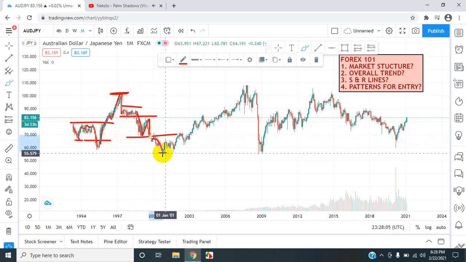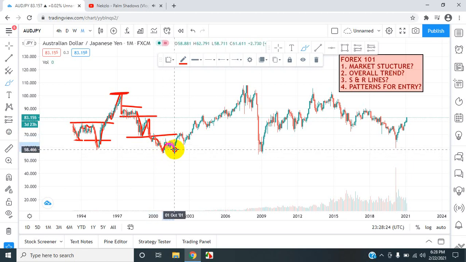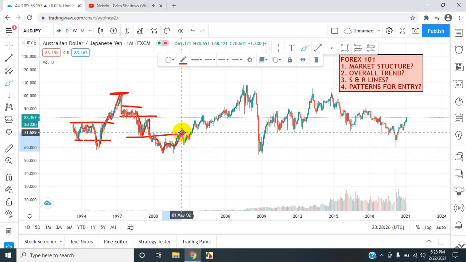So the market has created areas of lower lows back in November 2000. So this has been the lowest. This has been one of the areas. It's been the lowest ever. From there, the market pushed up, only to come back down to retest previous areas, to push up again, to come back down to retest previous areas again.